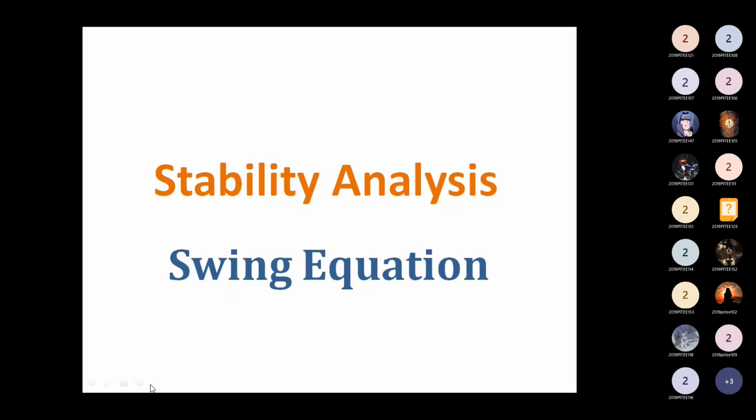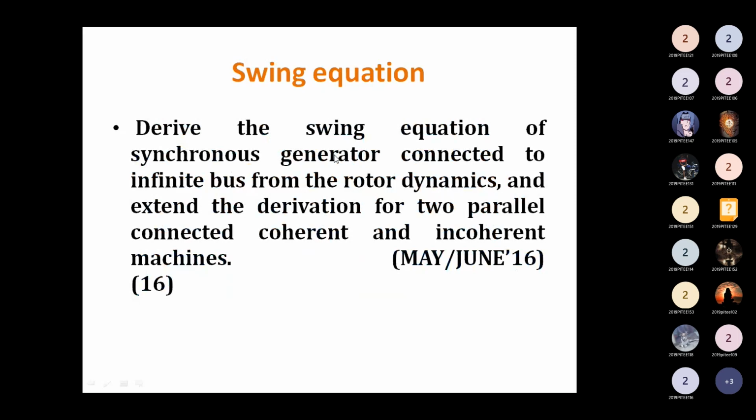So this is the question pattern we have. Derive the swing equation of a synchronous generator connected to an infinite bus from the rotor dynamics, and then extend the derivation for two parallel connected coherent and incoherent machines. So this is the question pattern we have. There are so many question patterns for this equation. Just one pattern I will represent here.